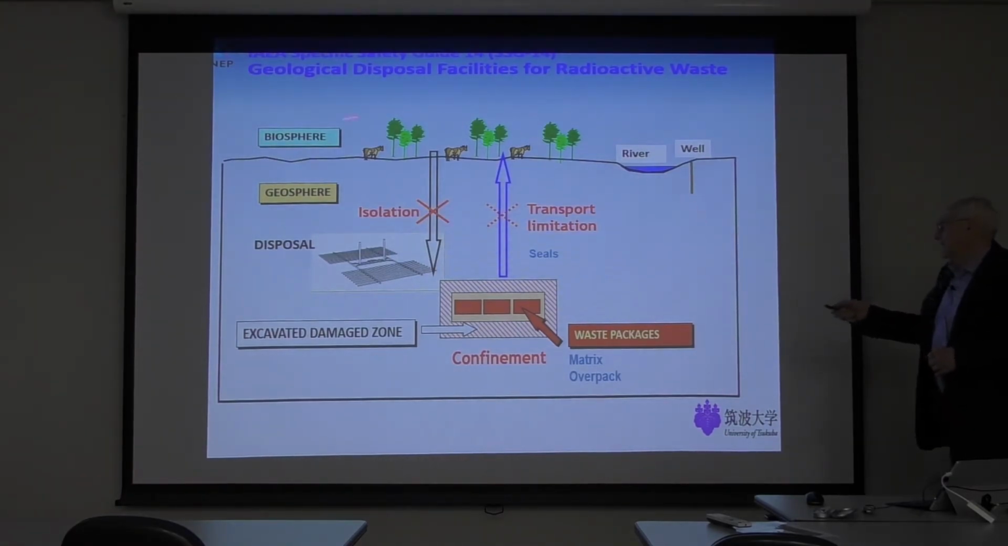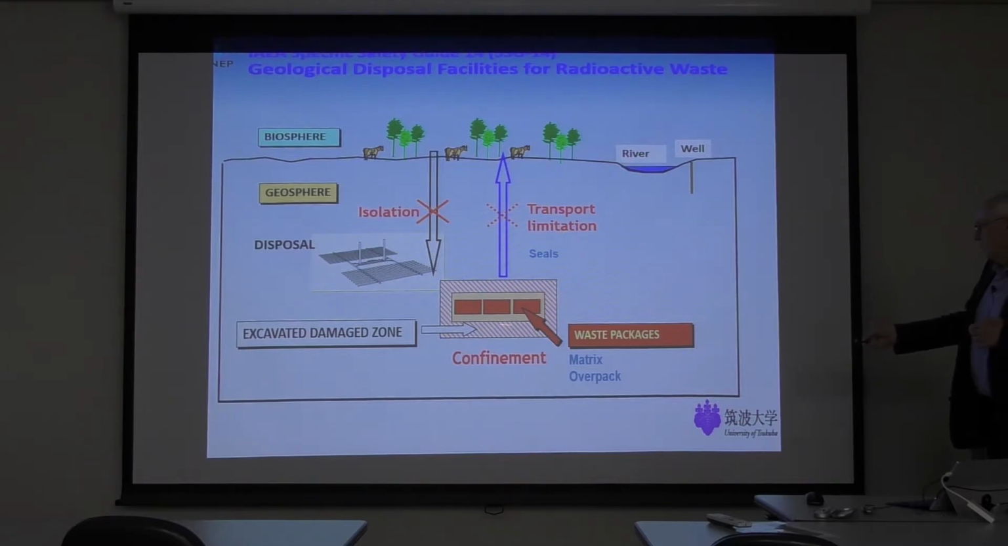So this is a scheme of such a disposal system. This is a confinement with a waste, and the waste is usually packed and has some additional matrix, overpack. Then there are seals, and the idea is to isolate the waste for a long time from the biosphere.